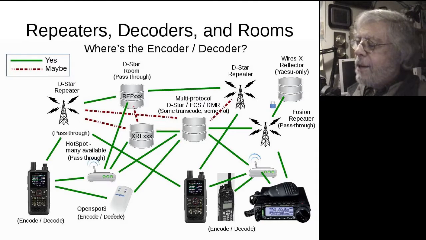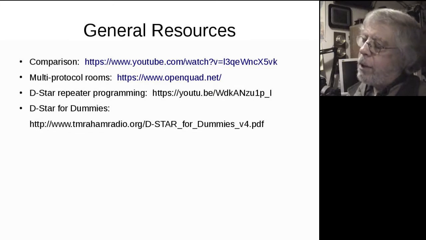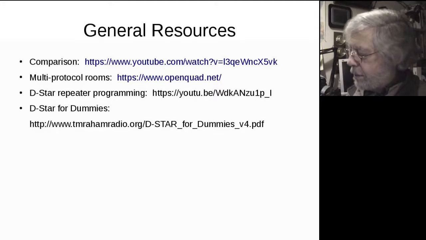Because this slide and the other ones are kind of thick, I'm going to post this on our Groups.io forum, so you guys can peruse through this thing. I've got a couple of links at the end here on a comparison for the various modes, some ideas about how to set things up, and kind of a D-Star for Dummies, which, brace yourself, is 100 pages long. So yeah, there's a lot to it, but they try to make some sense out of it. So that's the presentation as I have it.